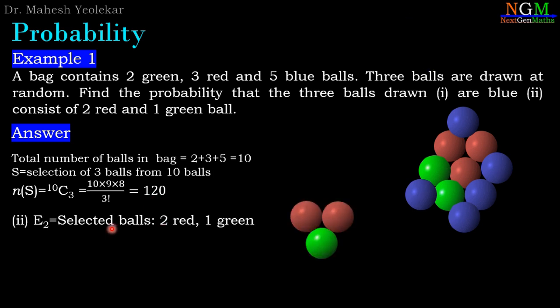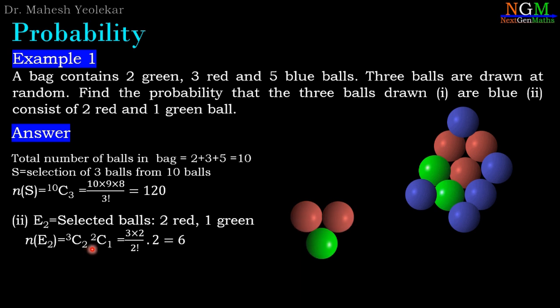Now the second event is selection of 3 balls in which 2 are red and 1 is green. Here we have 3 red balls and we want to select 2 red balls. So it is 3C2, and 1 green ball out of 2 green balls, so it is 2C1. So 3 into 2 divided by 2 factorial into 2, which will give 6. Therefore probability of E2 equals number of elements in E2 divided by number of elements in S, which is 6 divided by 120, and its value is 1 upon 20.